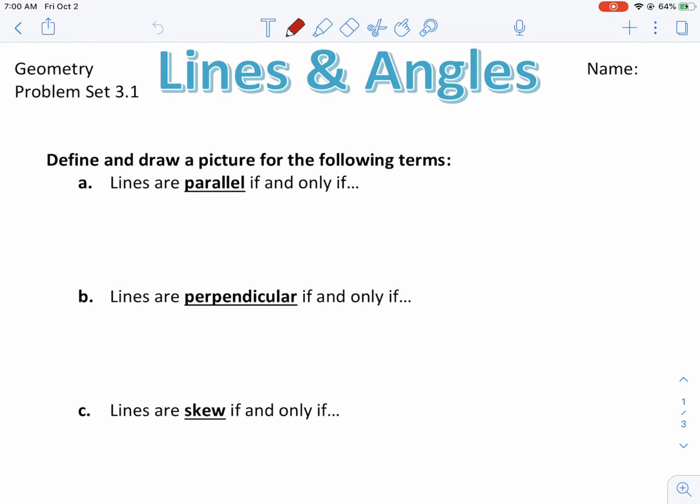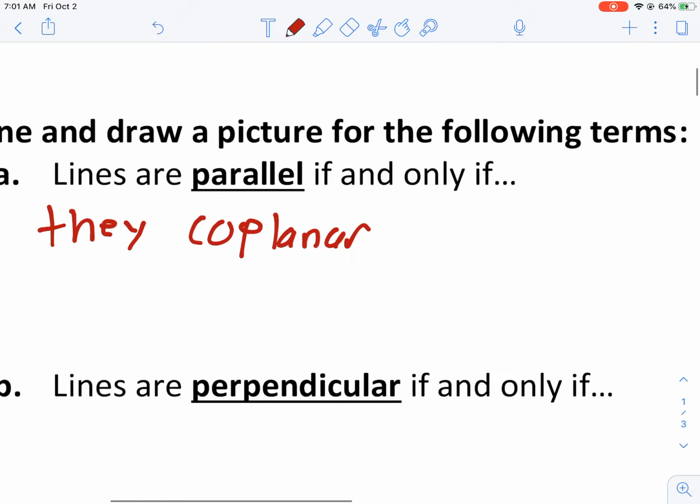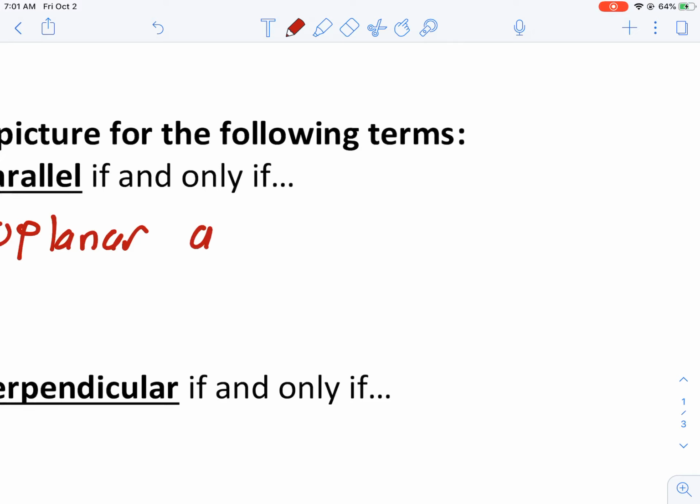Okay, some of these words you might be familiar with already. However, we're going to give them a more precise, actual geometry definition than what you maybe learned before. So the first one is parallel, all right? Lines are parallel if and only if they are coplanar, all right? They are coplanar and don't intersect.